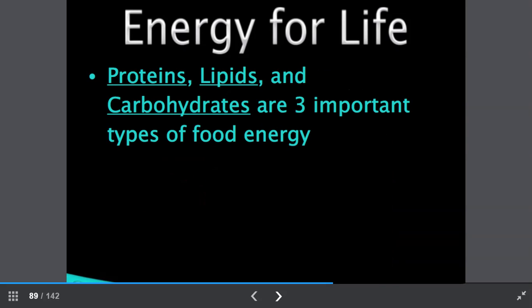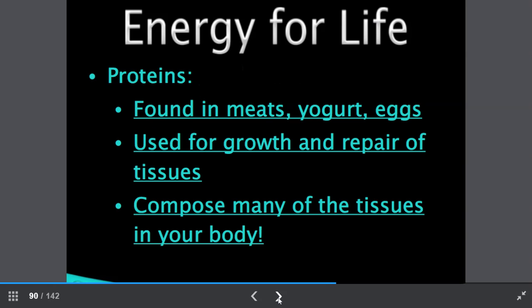Go ahead and look at the chart at the second bottom half of page 13. You have proteins, lipids, and carbohydrates in columns with pictures for examples of each. Use the following information to complete this chart. Proteins. These are found in meats, yogurt, eggs, and a variety of other sources.